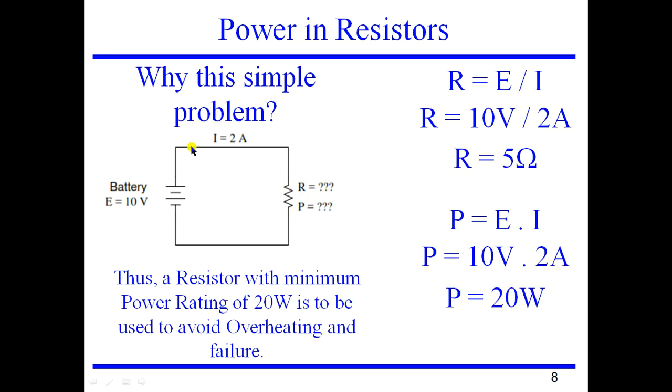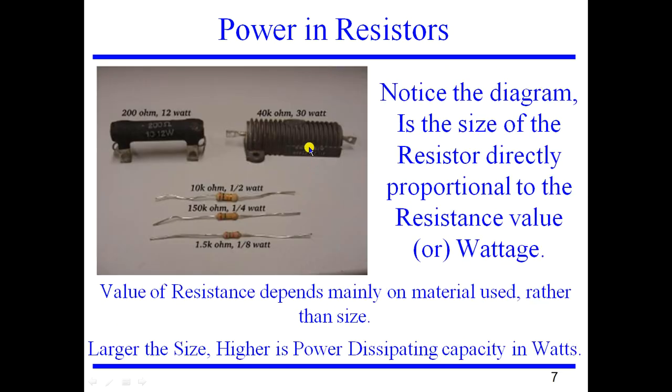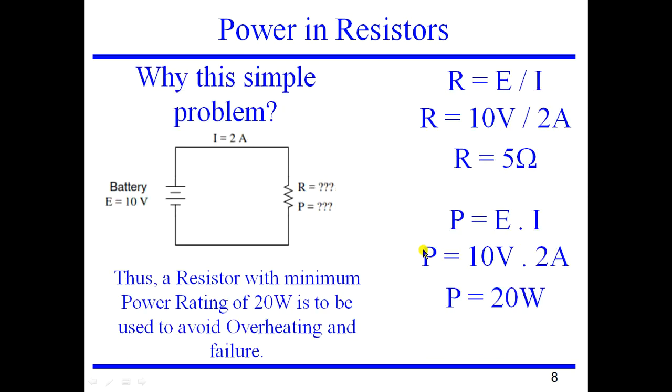So this simple manual calculation of this circuit is making us understand that power is so important over here. A resistor with minimum power rating of 20 watts is to be used to avoid overheating and failure. So please understand that a resistor having minimum wattage of 20 watts. This is a 30 watt resistor, this is a 12 watt resistor, so somewhat in between. So a 20 watt resistor minimum, please remember it is minimum, it's not the maximum.